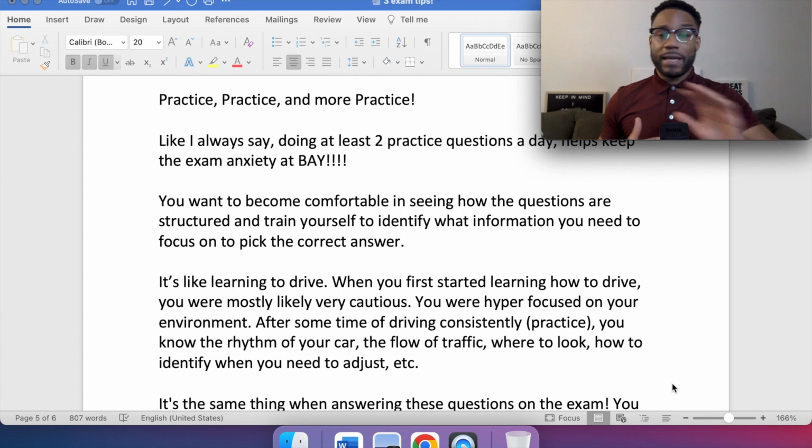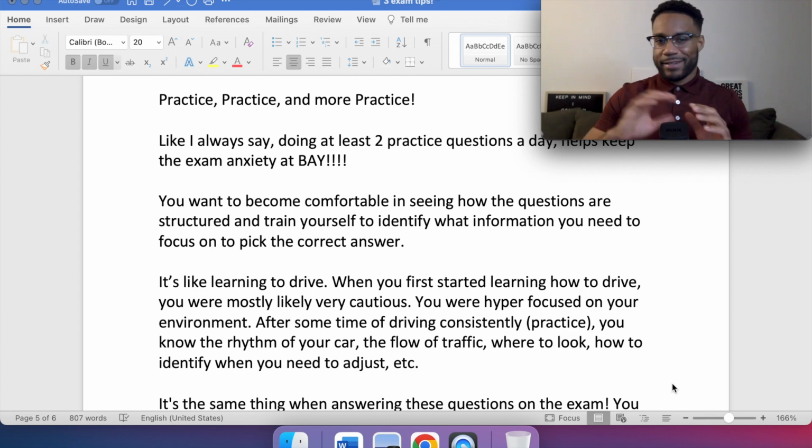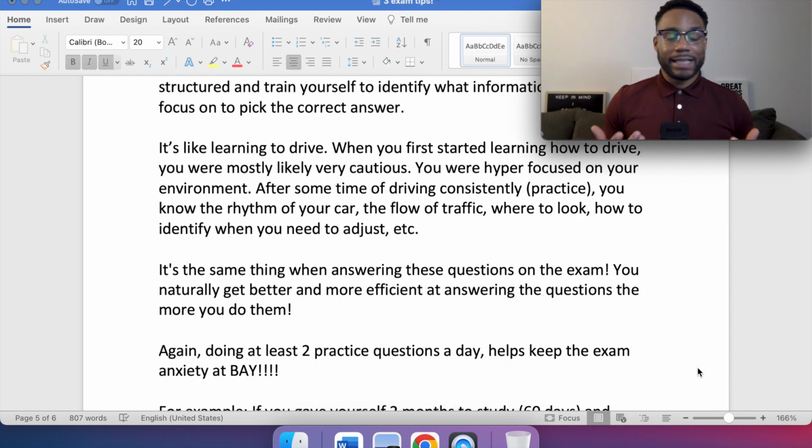You start whipping that thing. You're just like, all right, I'm good, I know how to back up and all that stuff. So it's the same principle. It's the same thing when answering these questions on the exam. You naturally get better and more efficient at answering the questions the more you do them. So again, two practice questions a day helps keep the exam anxiety at bay.